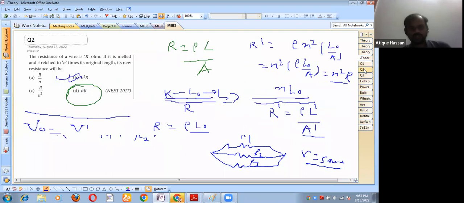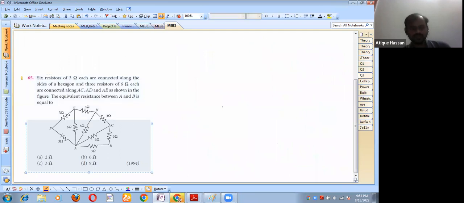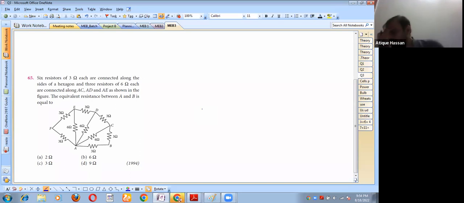This is the question based on combination of resistance. Very basic question, NEET 1994 question. It is good to do this question. This is based on combination of series and parallel. So try this question now, all of you. It will clear both concepts, series and parallel combination.